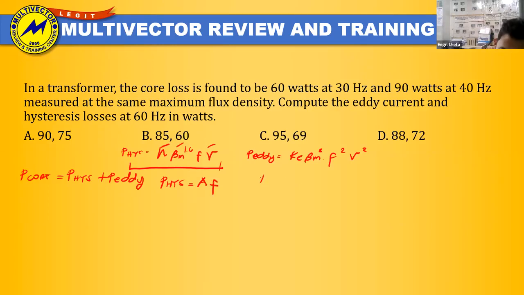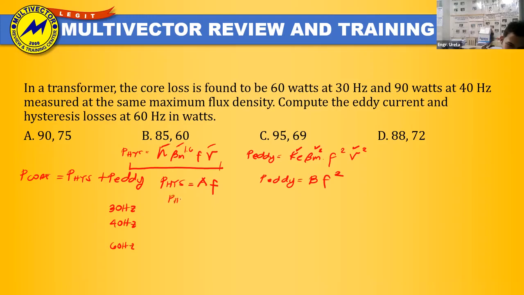With respect to the eddy current, this K sub E depends on the material, flux is constant, and the volume of our core is also constant. Therefore, these three are treated as a single constant B, times f squared. So now, for this particular problem, you can make a table to make it easier. What frequencies were given? Three: at 30 Hz, at 40 Hz, and at 60 Hz.